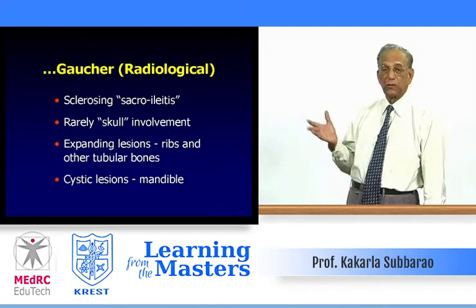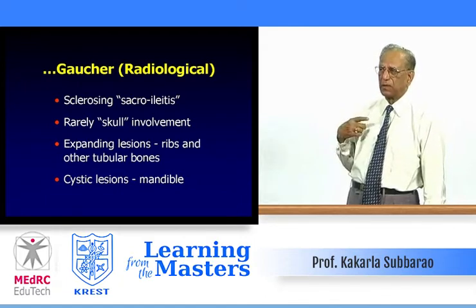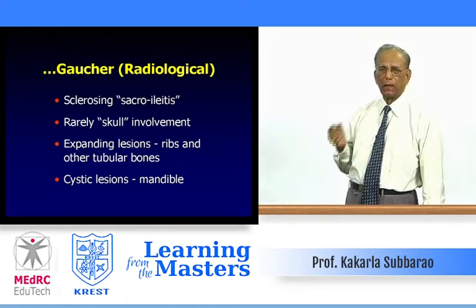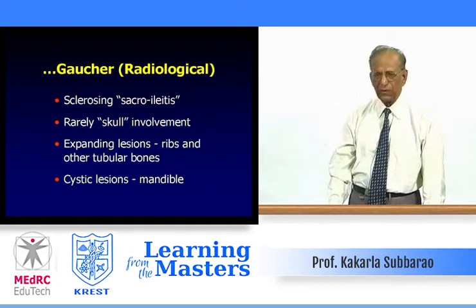Sclerosing sacroiliitis, bilateral sacroiliitis, rarely the skull is involved, expanding lesions in ribs and other tubular bones. In the mandible, you may find cystic lesions composed of multiple Gaucher cells. It is an infiltrative disease.